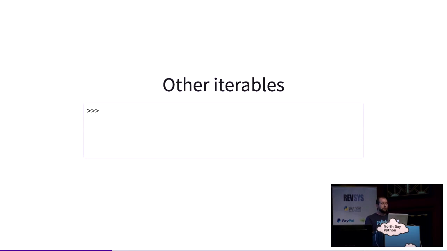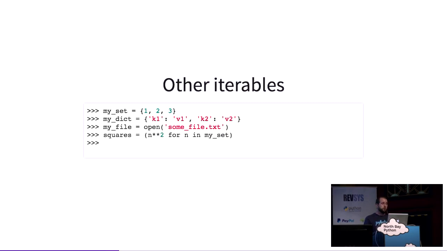Lots of things in Python are iterables. Many things in Python are sequences. Many things in Python are not sequences, though. Sets are iterables. Dictionaries are iterables. Files are iterables. Generators, which we saw earlier, those are also iterables. There are even infinitely long iterables. Count in the itertools module is an infinitely long iterable. None of these iterables here are sequences. You cannot index these things the way that you can with lists, strings, or tuples.